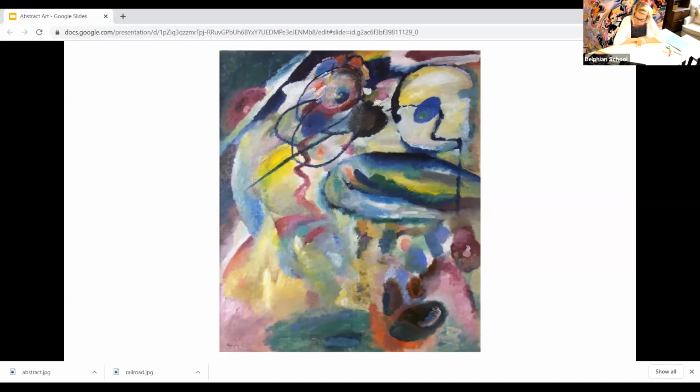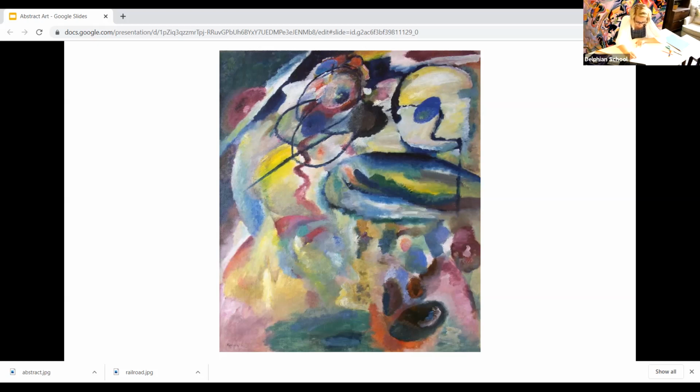And he didn't sign this painting at first. He had it in his art studio after he made it, and he didn't like it, and he didn't think it was very good. So he had it in his studio for a few years before he signed it. And down in the bottom left-hand corner, you can see his signature. So this is considered to be the beginning of abstract art.